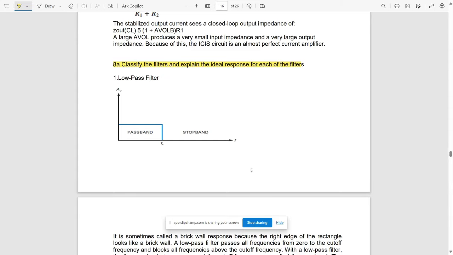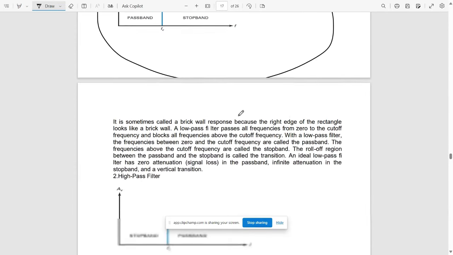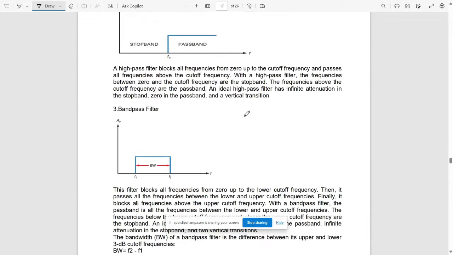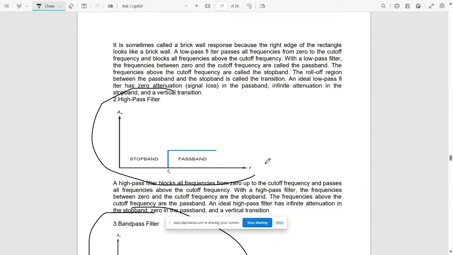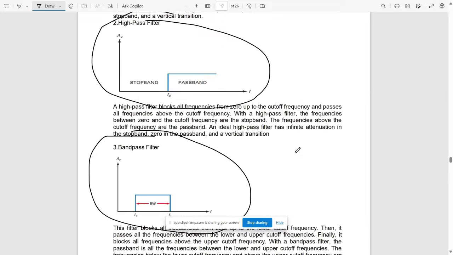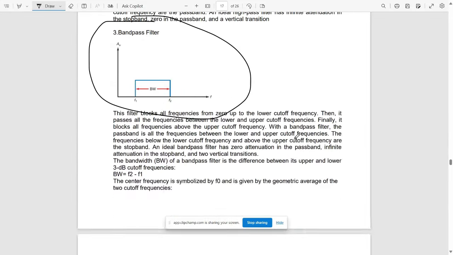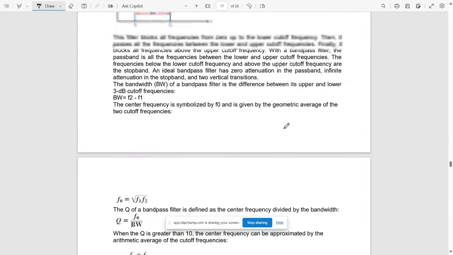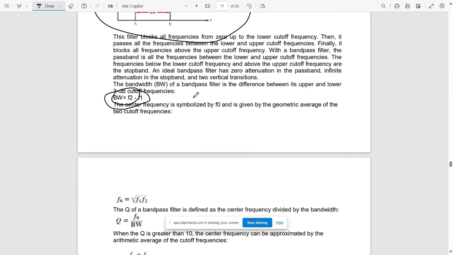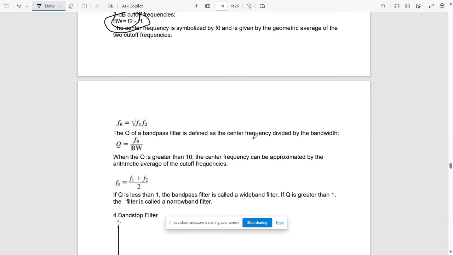So we need to classify the filters into many types. The first type is low pass filter. Then we have a band pass filter. We have high pass filter, and all the necessary expressions, and pass band and stop band regions we need to mention. Okay, and also a few of the expressions for f naught and bandwidth. Here the expression for bandwidth is given as f2 minus f1, that is higher cutoff frequency minus the lower cutoff frequency.